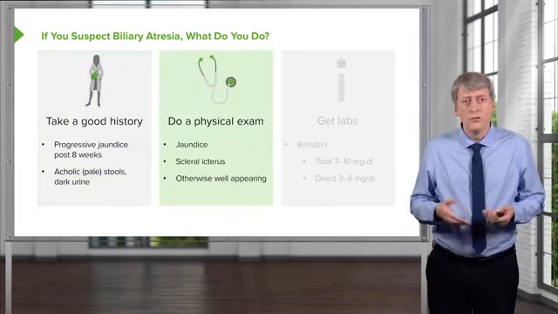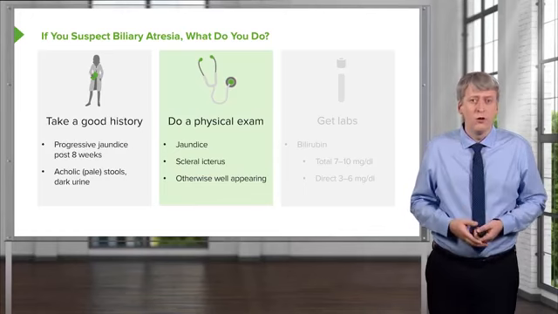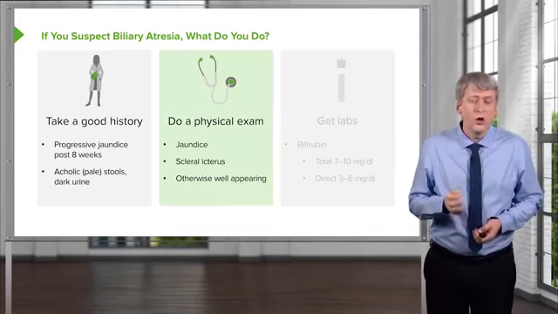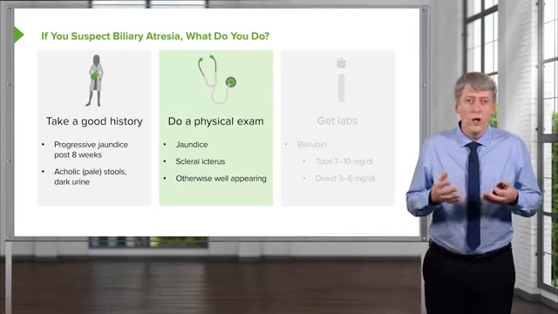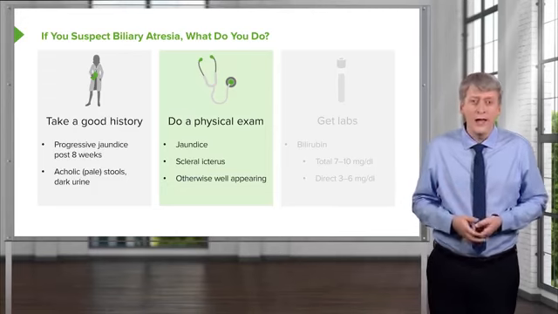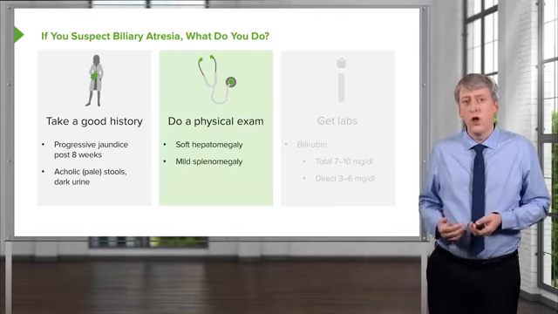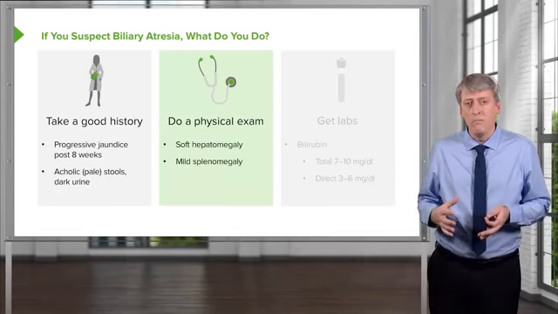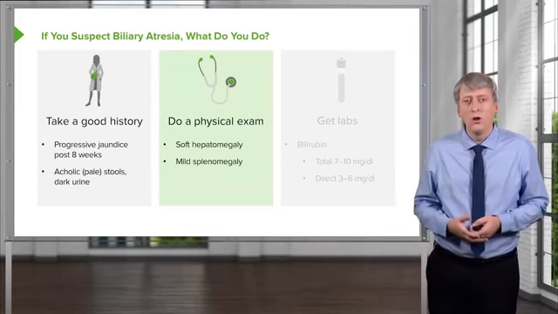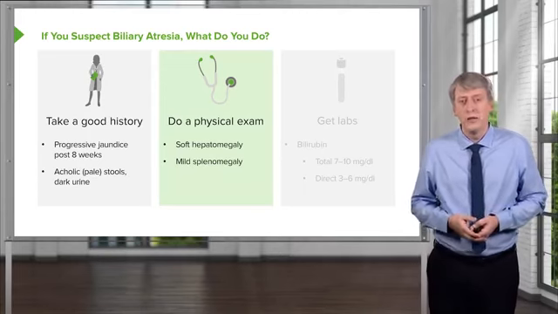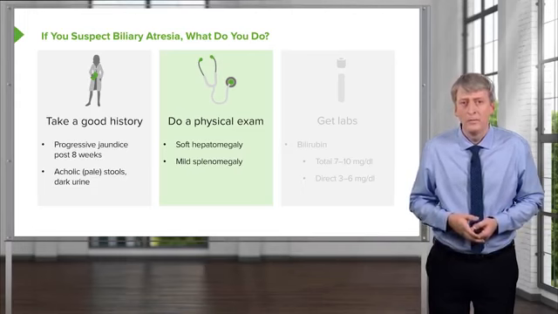On exam, you will of course see the jaundice. You should see scleral icterus, but generally these children are very well appearing. They're well-appearing children who look okay, they're just turning yellow. You may notice a soft hepatomegaly, not a firm mass-like thing, but generally a large liver, and they may have a mild splenomegaly as well, simply from vascular backup.